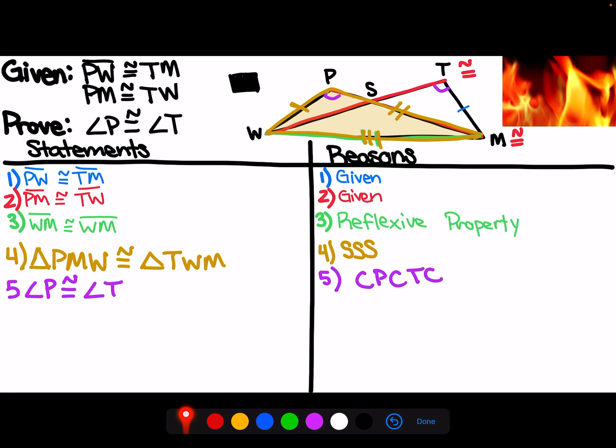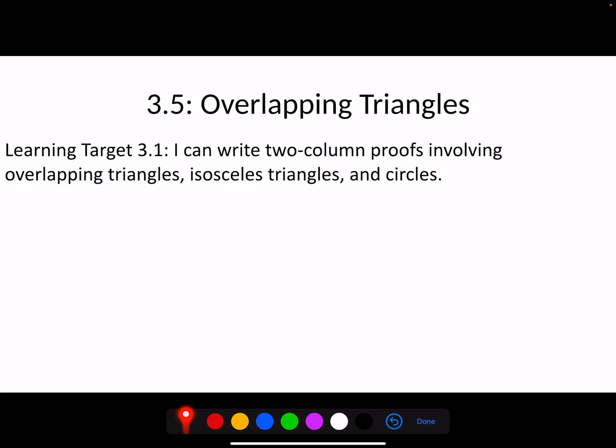All right, so the main topic of today's lesson is overlapping triangles. Our learning target is I can write two-column proofs involving overlapping triangles, isosceles triangles, and circles. Now, we've already covered circles in one of our previous videos. We'll be covering isosceles triangles in the next video. So today we're going to focus extensively on overlapping triangles.